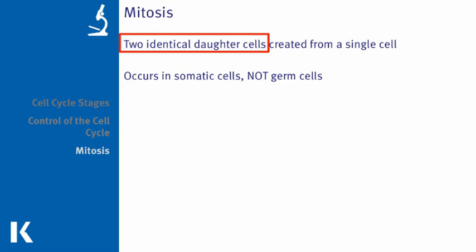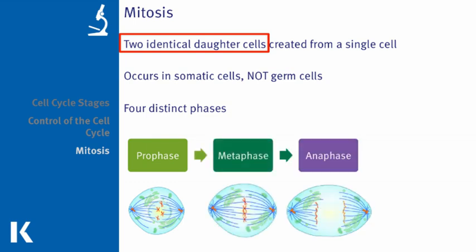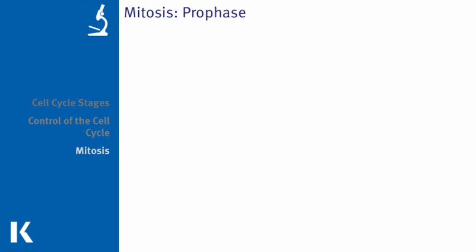Mitosis also has its own distinct phases. The first is known as prophase, then metaphase, followed by anaphase, and finally telophase. We'll start by taking a closer look at prophase. At the end of interphase, the cell looks like this.